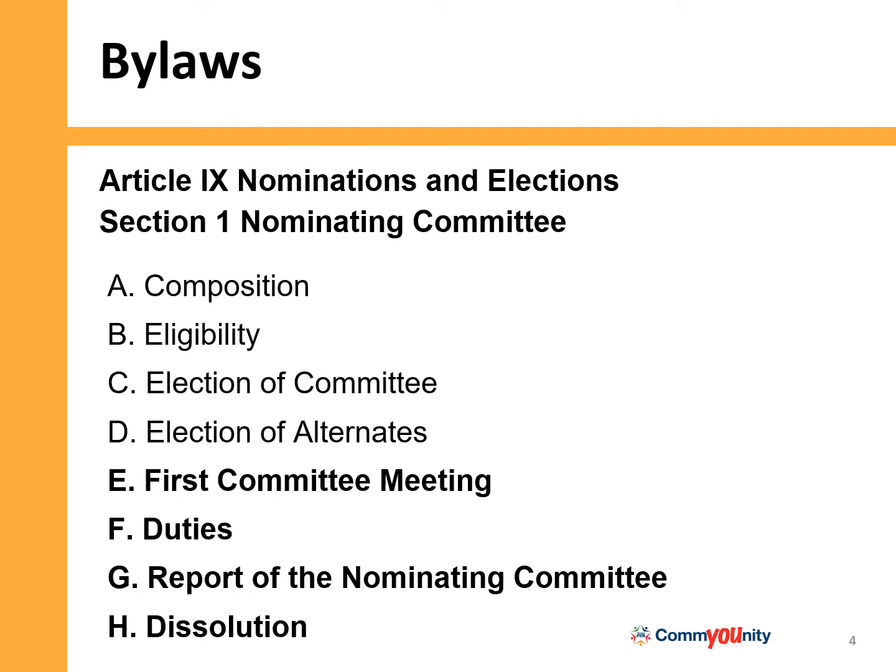E through H are the parts you'll need now that you have been elected. E, the parliamentarian will schedule the first nominating committee meeting. F, lists the responsibilities of the nominating committee. G, goes over the details of the report of the nominating committee. H, explains that once the report is read at the election meeting, the nominating committee shall dissolve.